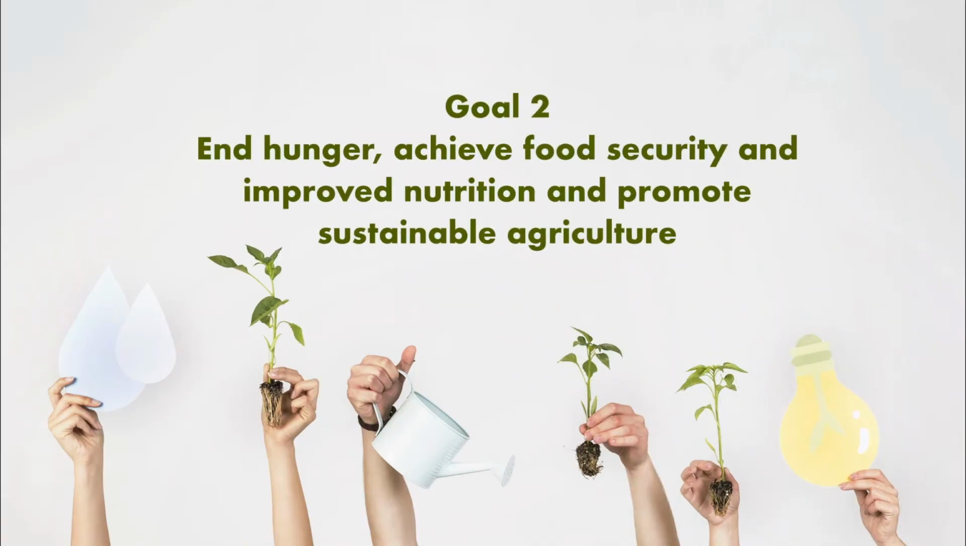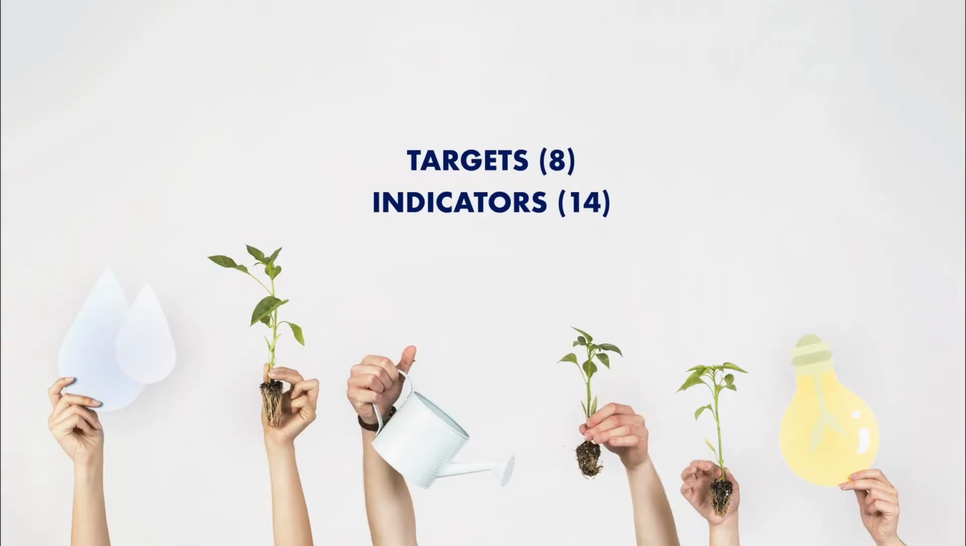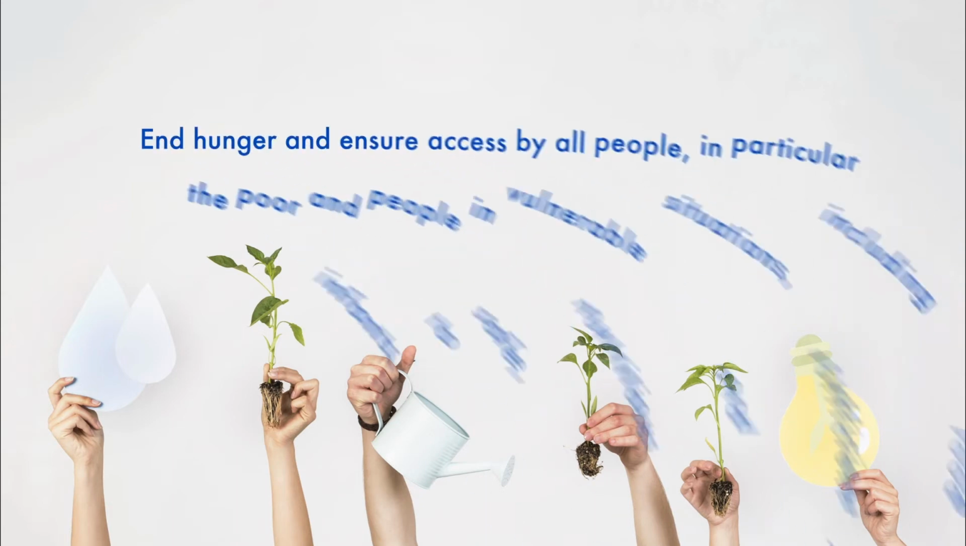Let us look into goal number 2, end hunger, achieve food security, and improve nutrition and promote sustainable agriculture. When there is a need to end hunger, we need to achieve food security, improve nutrition, and promote sustainable agriculture. To achieve this goal, we need to identify targets related to it. So under goal number 2, the global indicator framework identifies 8 main targets with 14 indicators to achieve this goal.